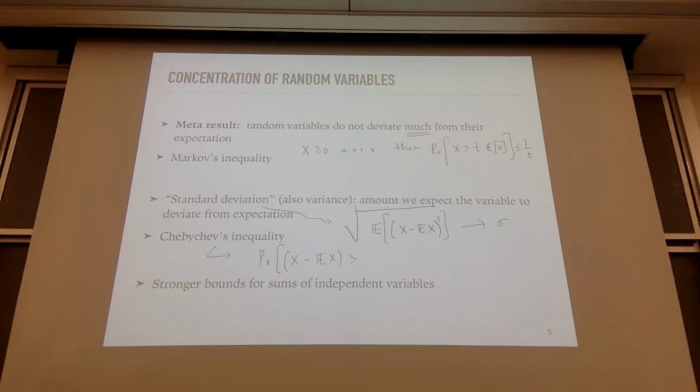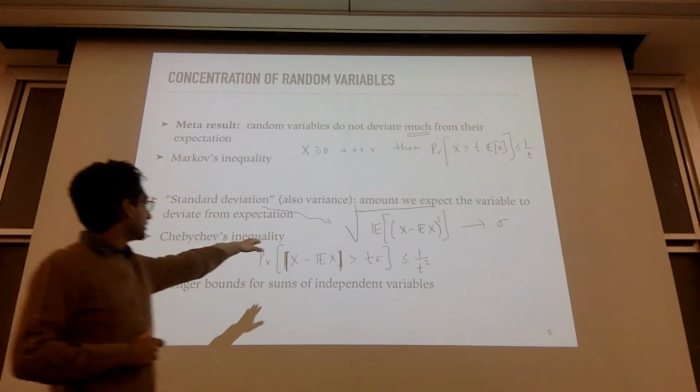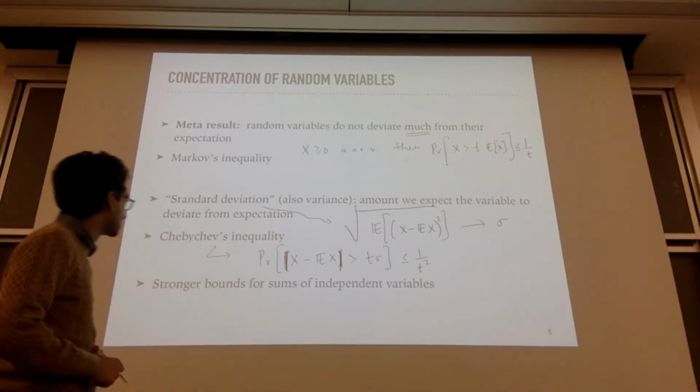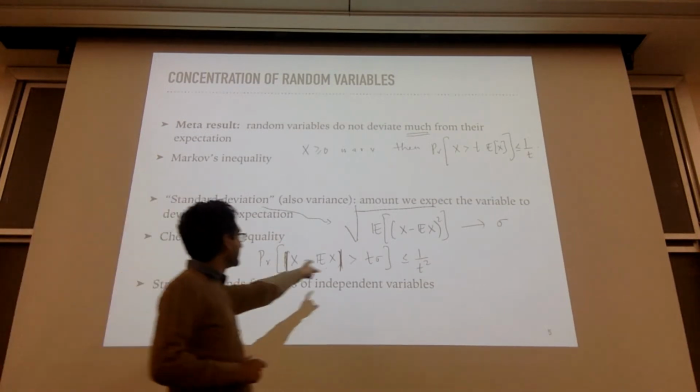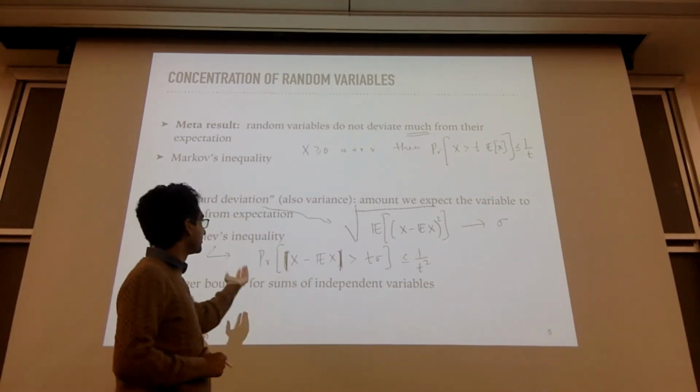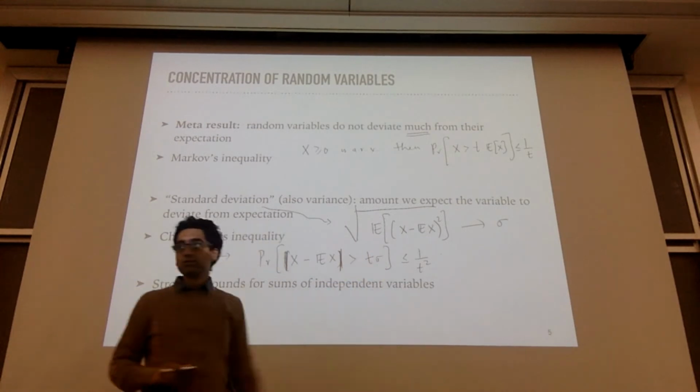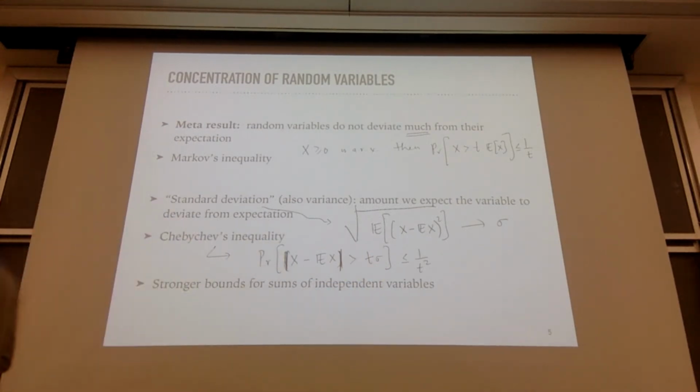So Chebyshev's inequality says the probability that the absolute value of this difference is more than p sigma is less than 1 over p sigma. And this is true for many random variables. It's true whenever this sigma is well defined. So this is a simple statement.